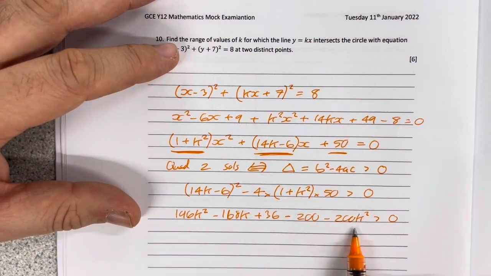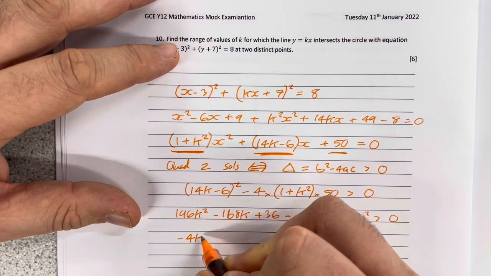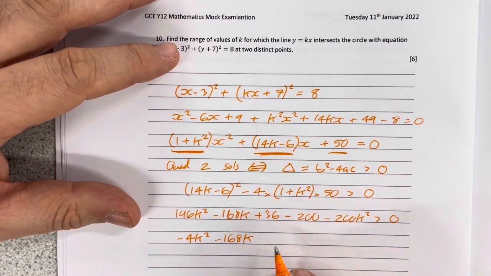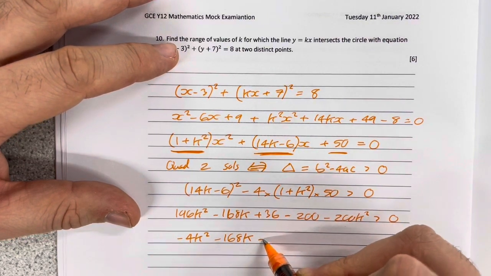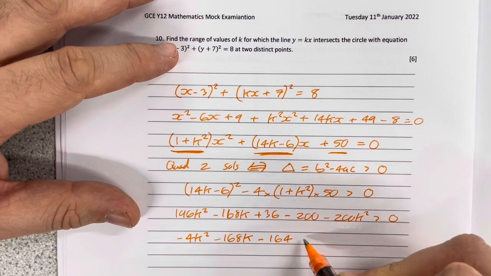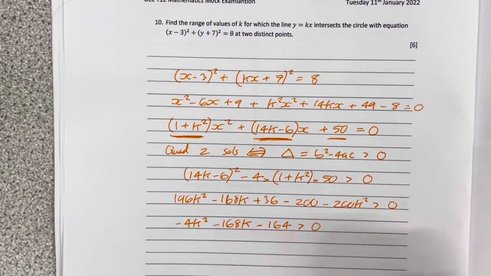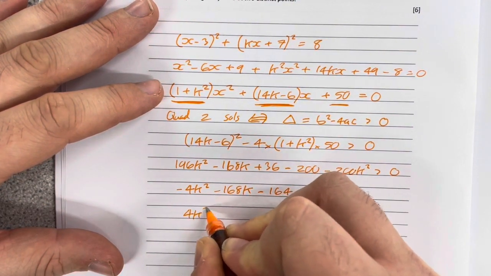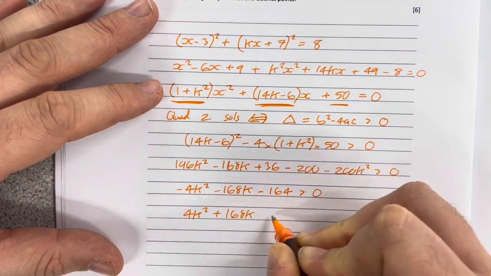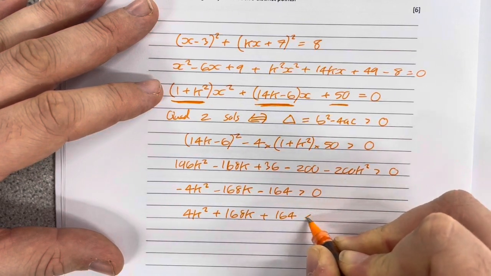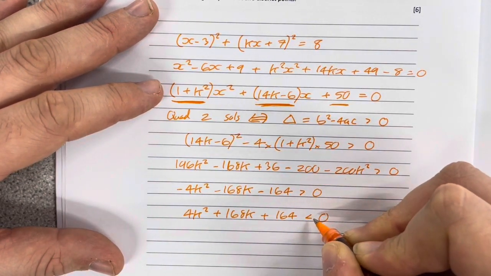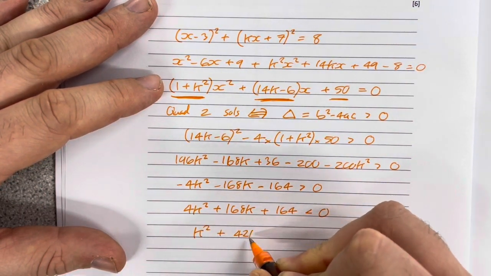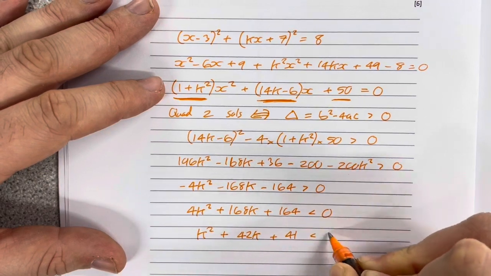Okay, 196 minus 200 is minus 4k squared. The minus 168k remains. And I've got 36 minus 200, which is minus 164. I want that to be positive, so I'll times it all by minus 1, or add everything across. I'm going to get 4k squared plus 168k plus 164 must be less than 0. I've timesed by minus 1, so that changes direction. I can divide by 4, so I get k squared plus 42k plus 41 is negative.